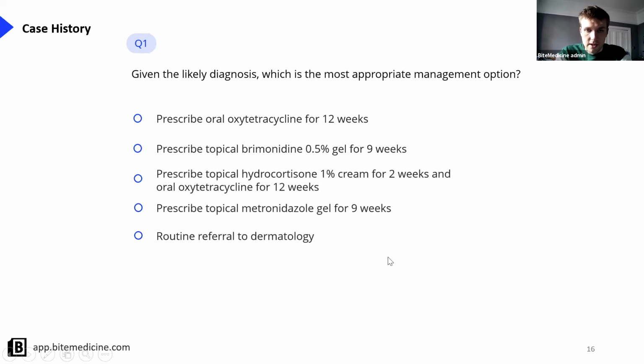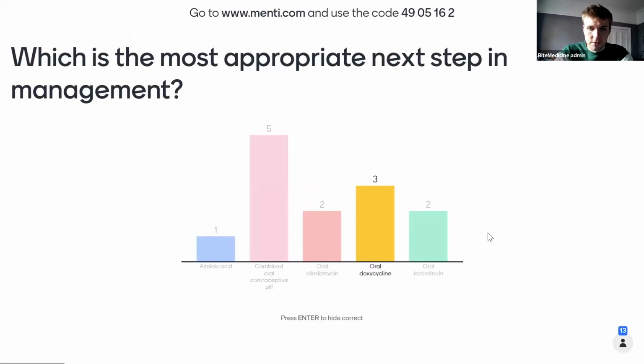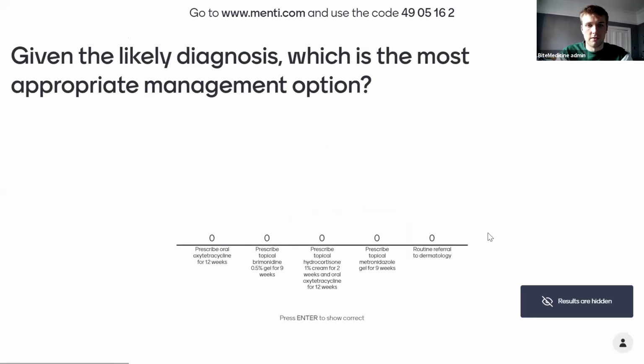So I'll just set up the Menti again for the next question, so you guys can begin voting, and then we can go through the options. Given the likely diagnosis, which is the most appropriate management option? We've got prescribe oral oxytetracycline for 12 weeks, prescribe topical brimonidine 0.5% gel for 9 weeks, prescribe topical hydrocortisone cream for 2 weeks and oral oxytetracycline for 12 weeks, prescribe topical metronidazole gel for 9 weeks, or a routine referral to dermatology. Bit of a tricky one here.